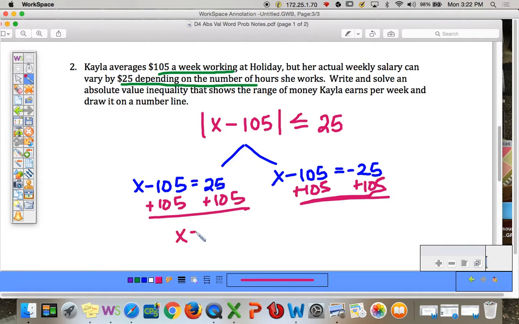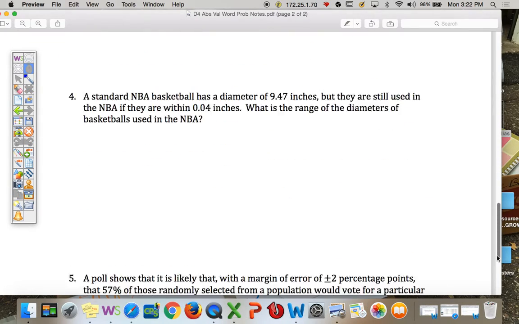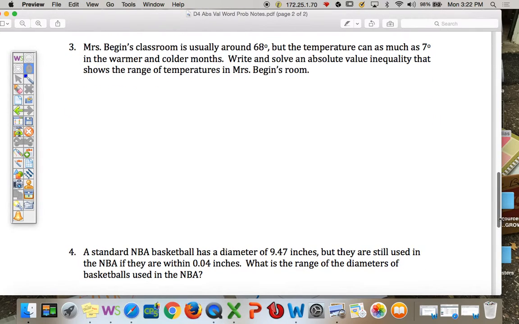All right, so Kayla can earn up to, it looks like, $130. And if we have negative 25 plus 105, she can earn as little as $80 a week. So again, if we were to graph this, it's going to be between these right here. So she can earn 80, she can earn up to 130, and she can earn everything in between. Okay, a few more word problems, and then we're good to go to practice.